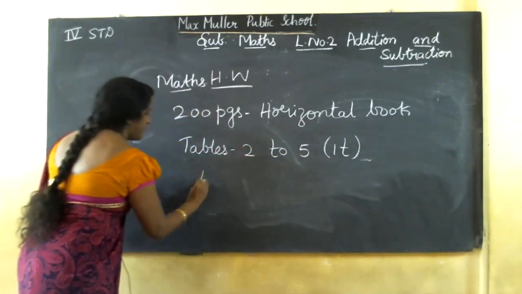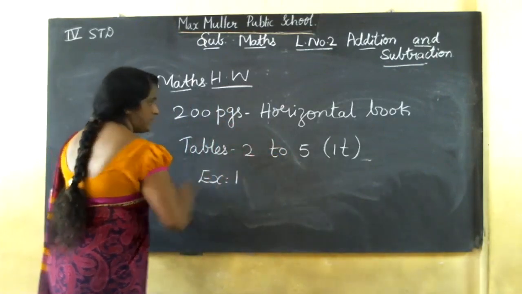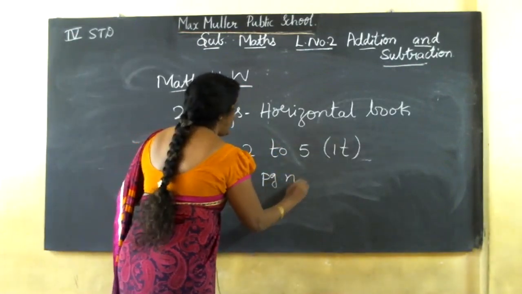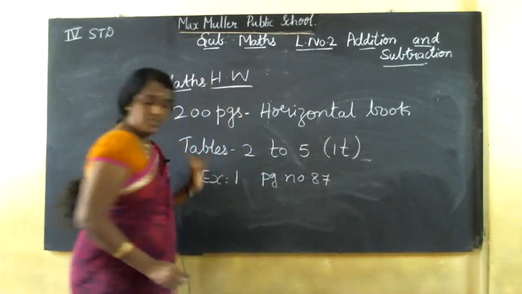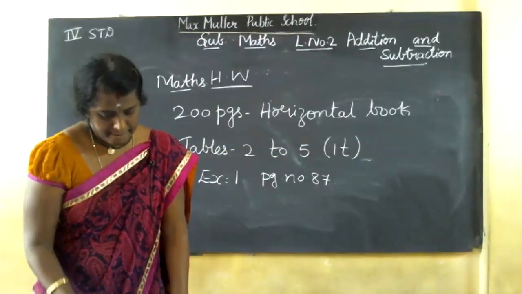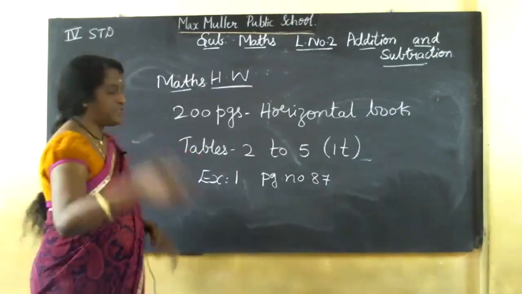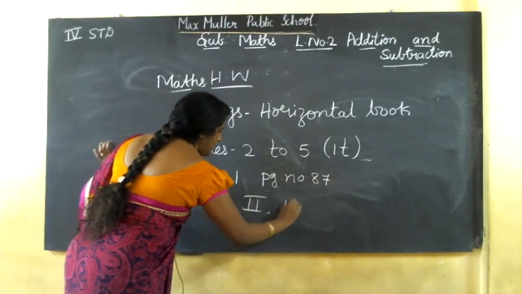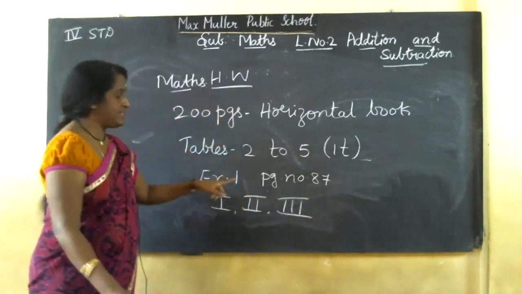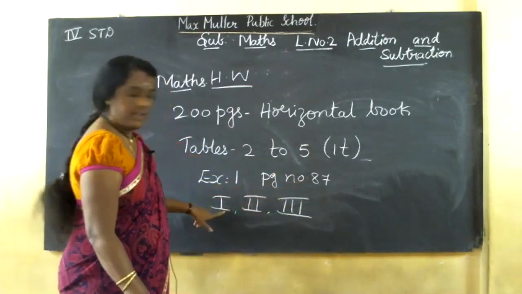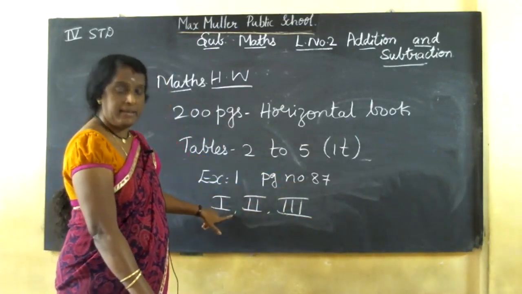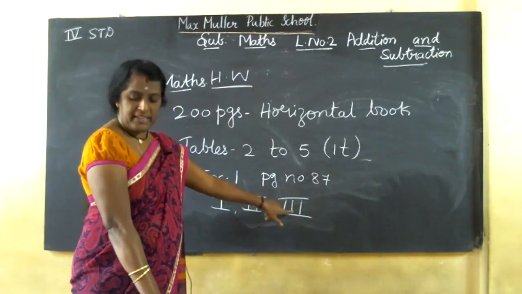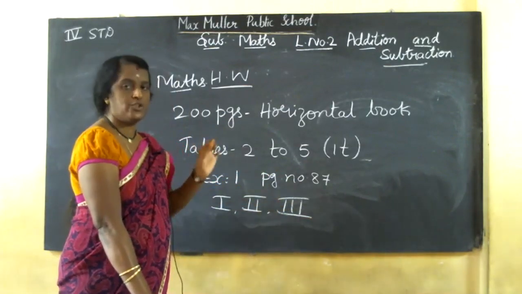Exercise 1, page number 87. You should write first main, second main, third main. First main is write the following number names in figures. Next, write the number names for the following. Third one, write the place value of underlined digits. Underline also you should do, answer also you should write.